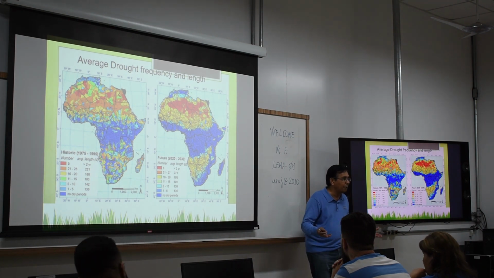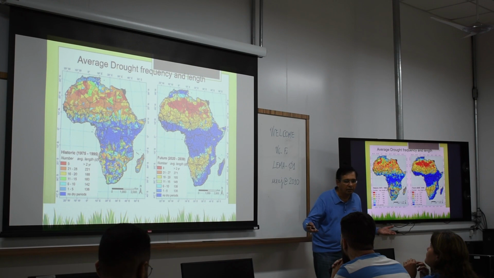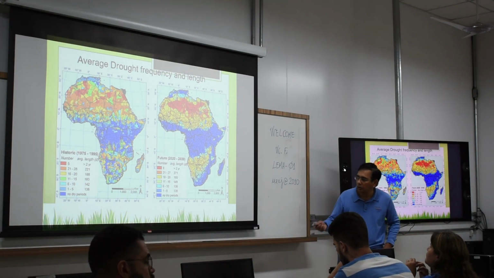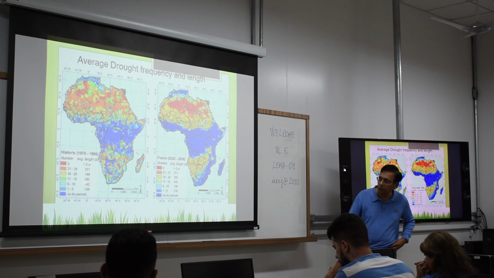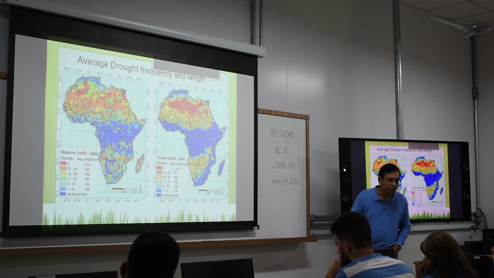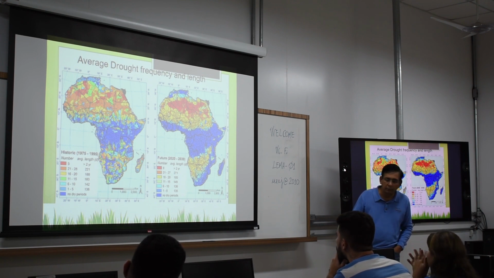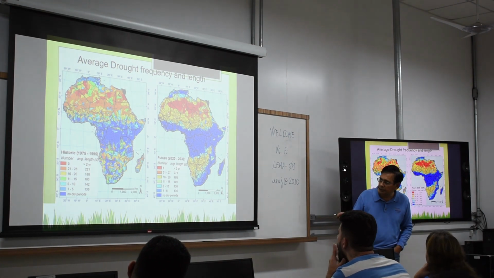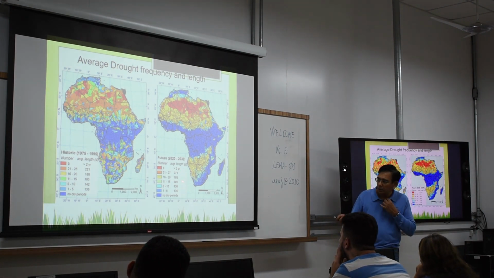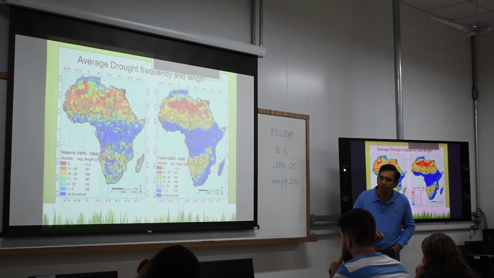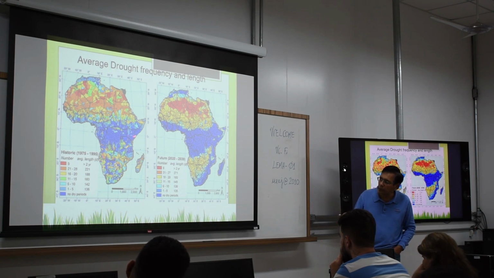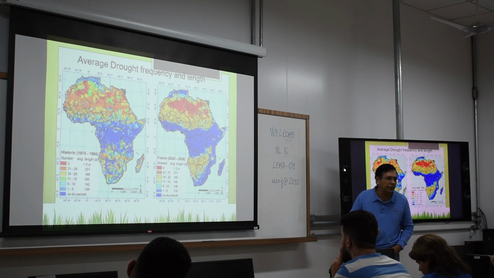Whereas a flood is going to happen in one day, or a few days, or maybe a week or 10 days maximum. So with the analysis, we are able to show the historic past 20 years and the future 20 years of drought. This is the length in number of days, and this is the number of drought periods. So you can see there are more droughts expected in this region in the future, based on the climate change projection.